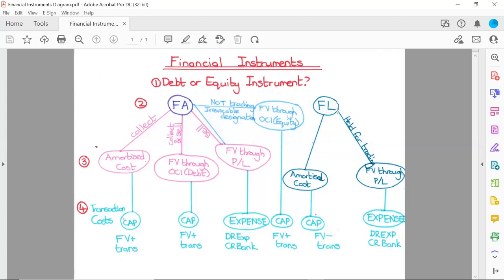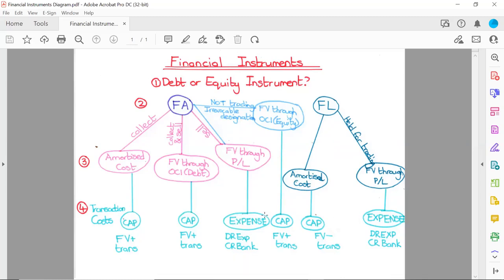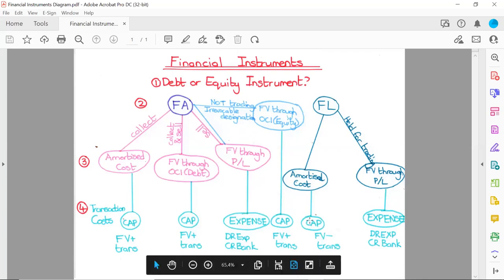With financial liabilities, if they are held for trading, we use fair value through profit or loss. The other alternative is using amortized cost. So if they're not held for trading, we use our amortized cost method. And then step 4 is really to look at our transaction costs. All of them are capitalized except for fair value through profit or loss, under both financial assets and financial liabilities. So fair value through profit or loss is the only one where we expense. And I've included here that our capitalization for the financial liability is fair value minus the transaction costs, which we saw when we drew up our little diagram.